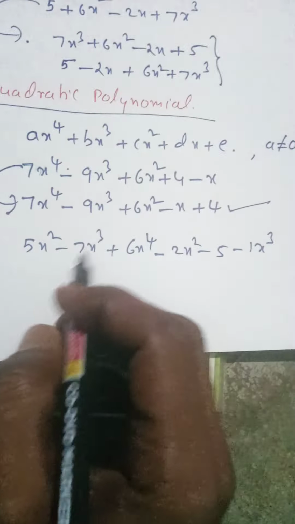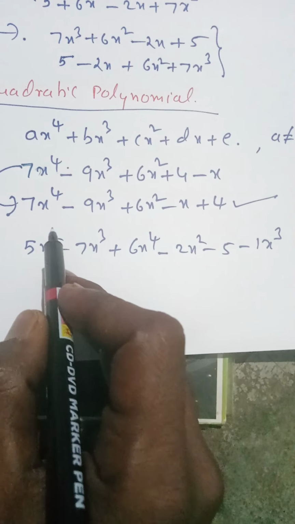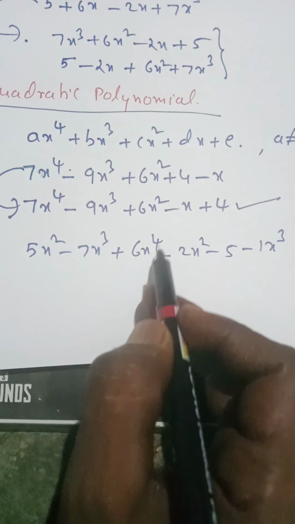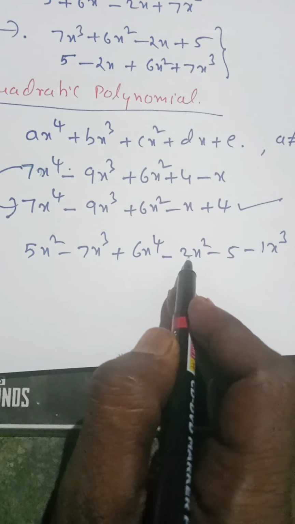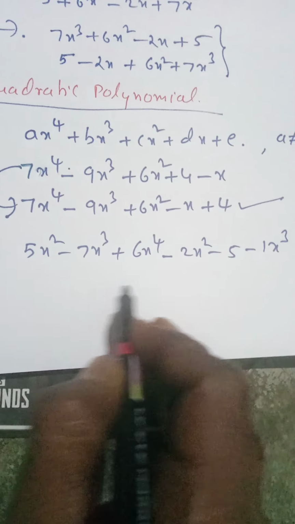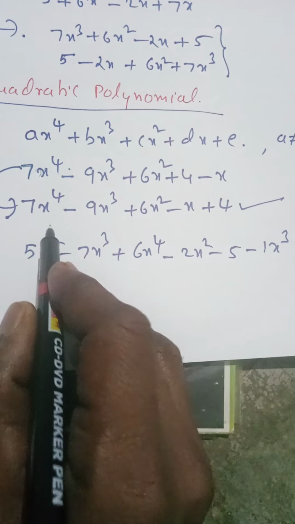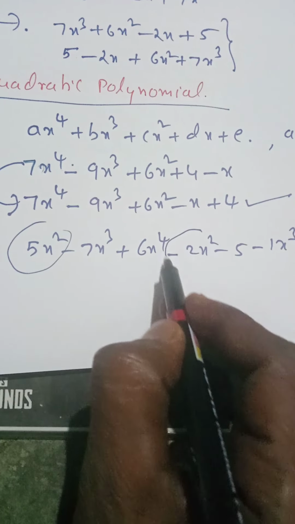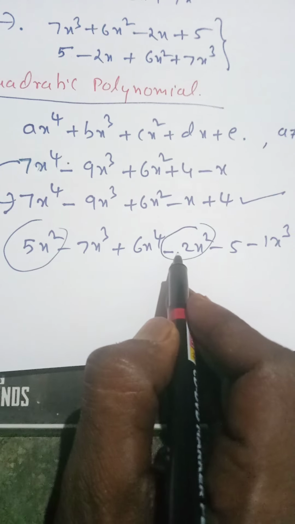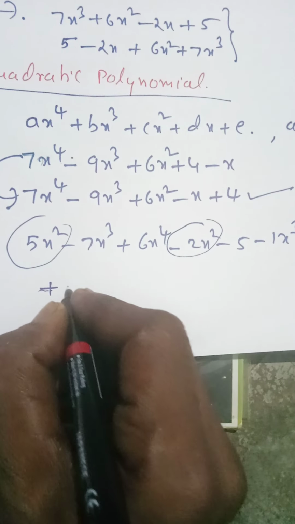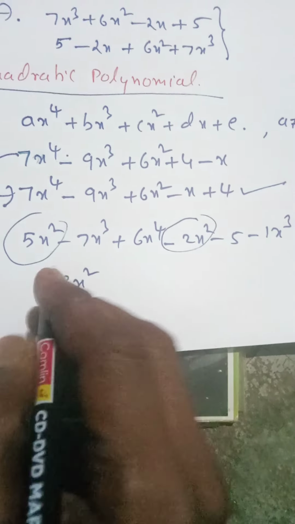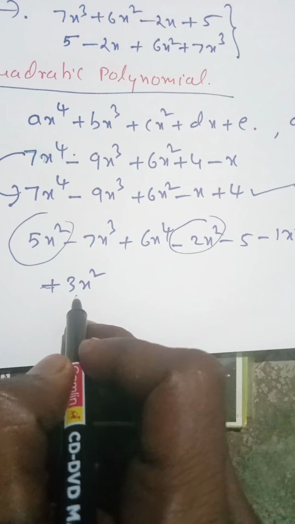But here, if you focus on the first term and the fourth term, what will happen here? 5x square and minus 2x square, these both are like terms only. They are with the same degree. So these terms can be simplified. 5x square minus 2x square will become plus 3x square. 5 minus 2 is 3.